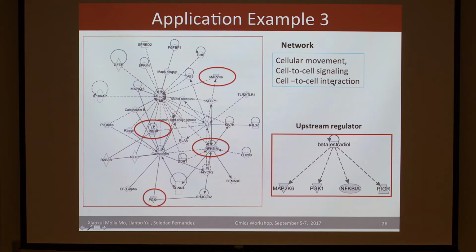They're all cancer-related functions. And when I hit the upstream regulator, it shows how those 4 molecules are related to beta estradiol, that's the estrogen receptor. So that's breast cancer. So we are happy. That's another way to prove that our statistical method has no problem. It's good.